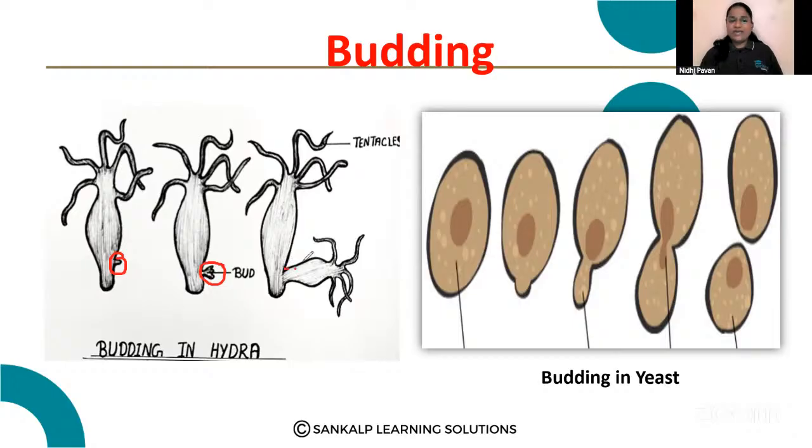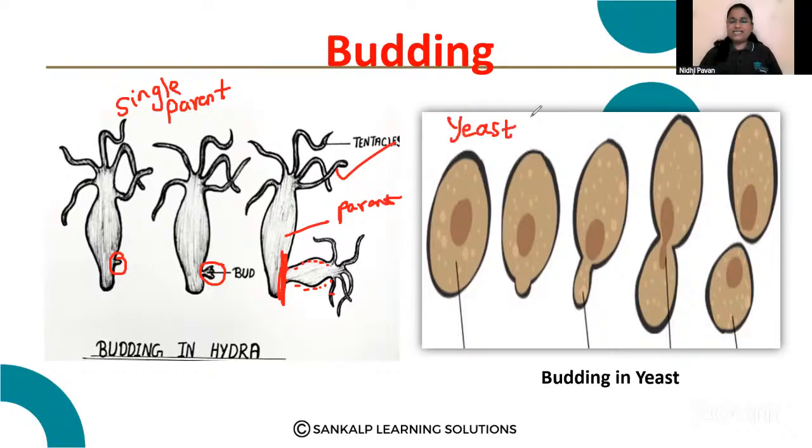So when this baby hydra gets tentacles and attains a certain height and freedom, and it becomes strong, then it detaches from the parent hydra. This is the parent hydra. Right? So this will detach and it will live as an individual. So here also you can see a single parent. From a single parent, we got a baby hydra, right? So this is an example of budding. Next, we have this yeast.